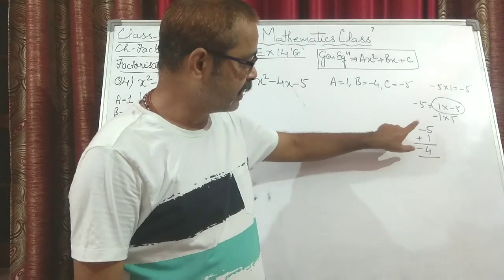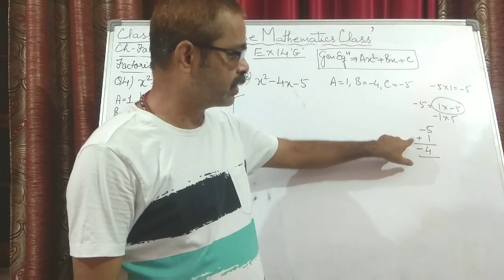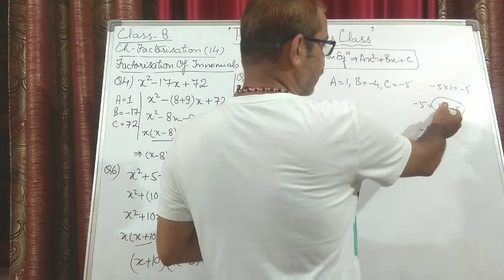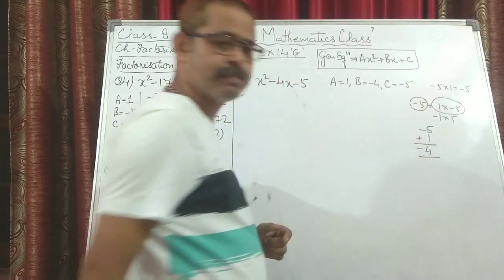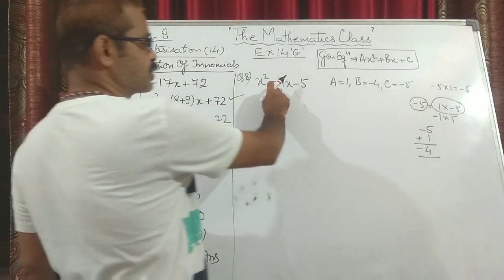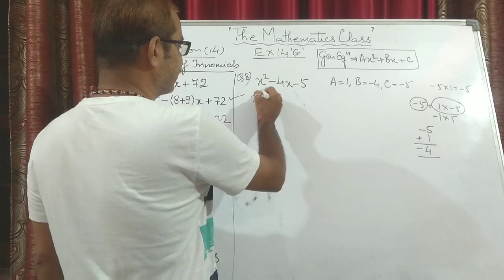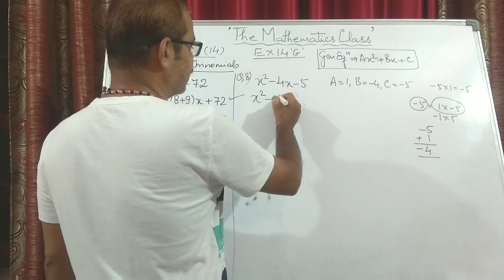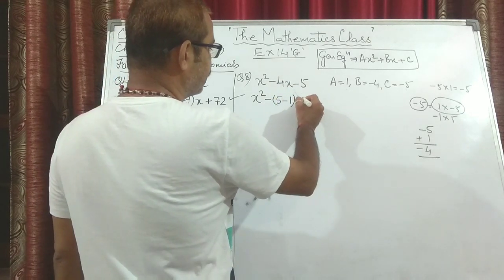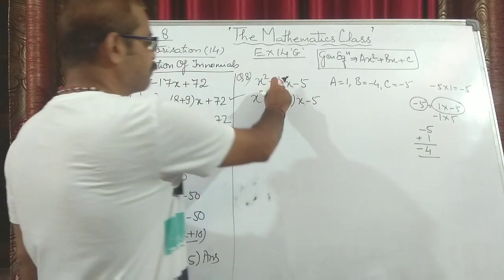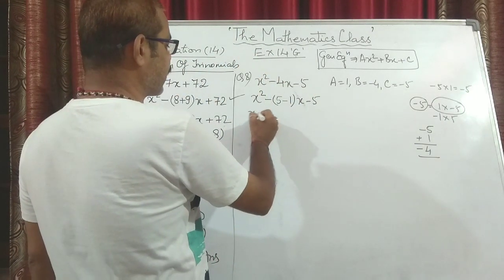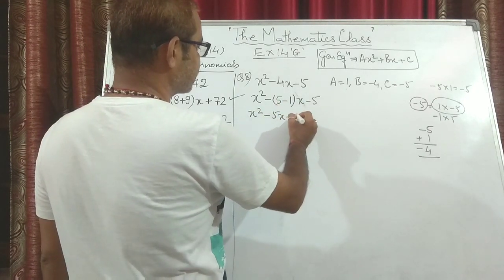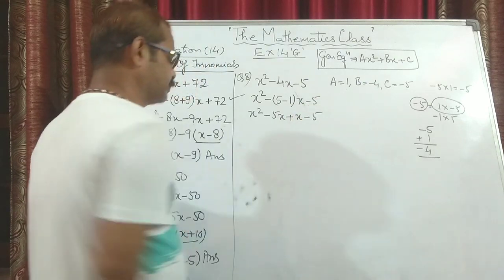You can see when I take minus 5 and plus 1, we are getting minus 4, that is the middle term. At the same time, when minus 5 and 1 are multiplied, we are also getting the product, that is minus 5. So x square minus 4x can be written as x square minus 5 minus 1 into x minus 5. Simply we can write 4 as 5 minus 1. When you open the bracket, it will become x square minus 5x, minus into minus is plus x minus 5.